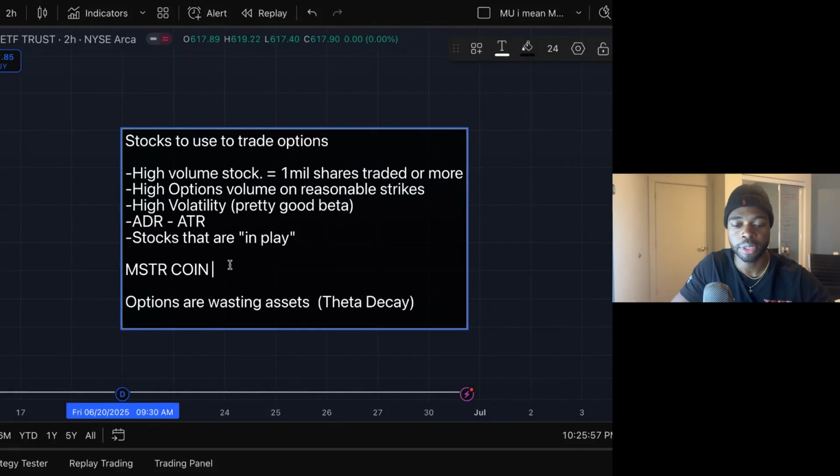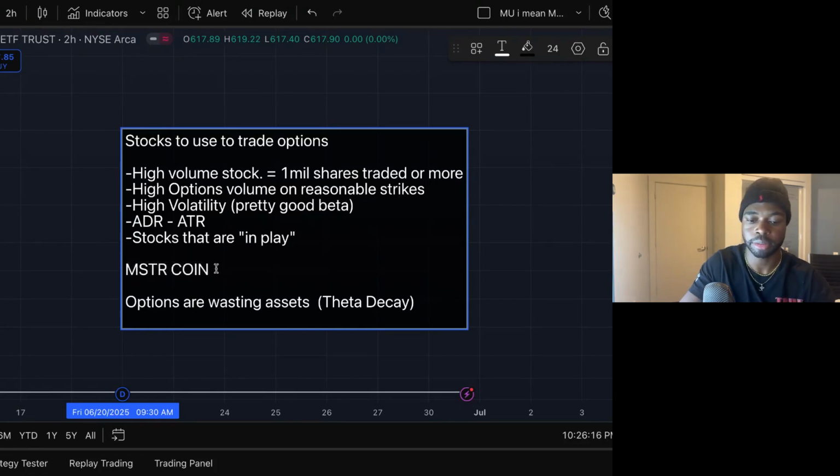So if crypto is a big thing in the news, then it's an in-play stock. So anything dealing with crypto would be in play for options, as long as it meets these criteria: high volatility, high options volume, high volume. And so that would be something like MSTR or COIN.